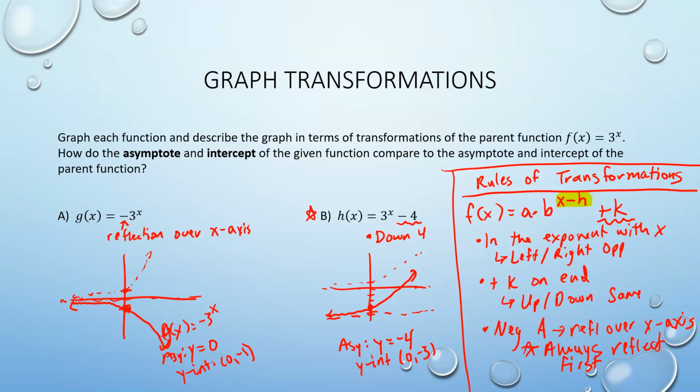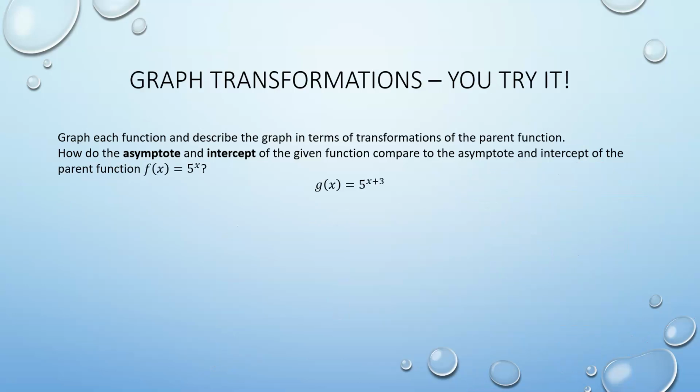All right, last but not least, one last example. Again, you can pause it and try it. You might not be able to talk about the y-intercept. We'll talk about that in a second, but go ahead and graph this. Describe what happens to the transformation and what the asymptote is. Okay, hopefully you were able to identify that the x plus 3 was in the exponent, so it's left or right the opposite of what you would think, so it's actually left 3. This one's 5 to the x, but that's the same as 1 times 5 to the x.